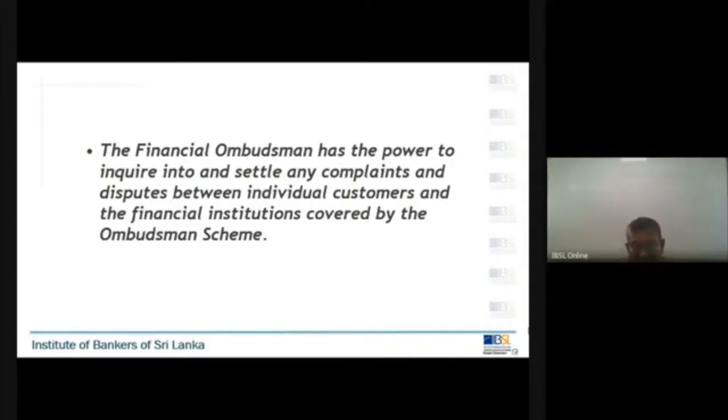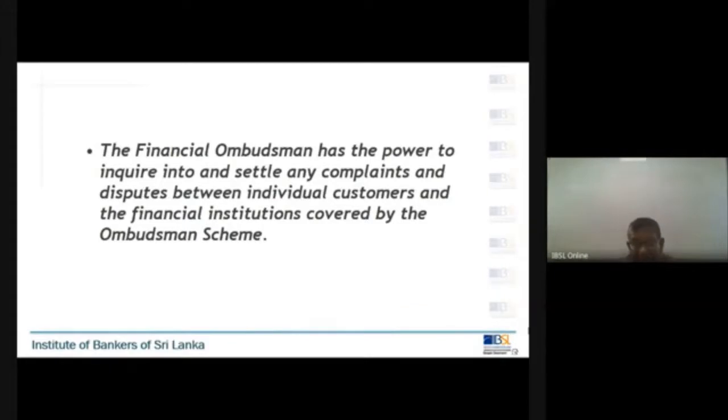Right? Usually, the financial institution is not going to fight with the ombudsman. The financial institution accepts what the ombudsman is saying. Now you know what the financial ombudsman's role is.